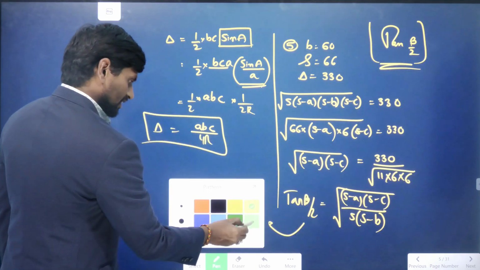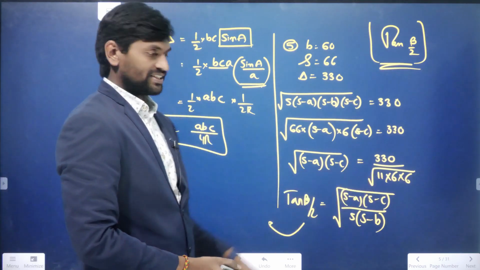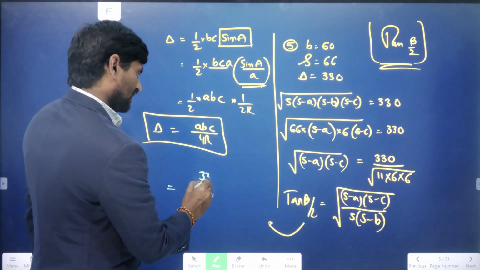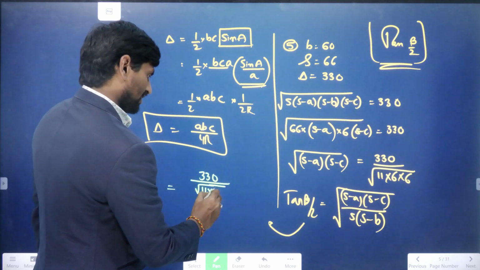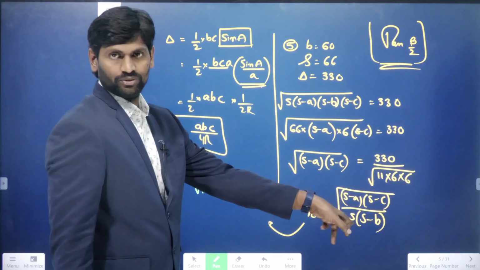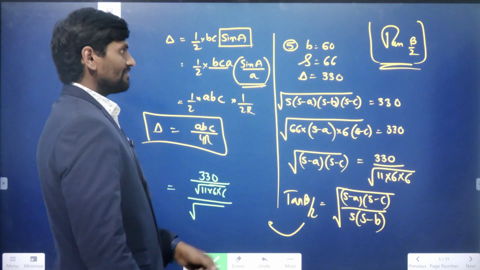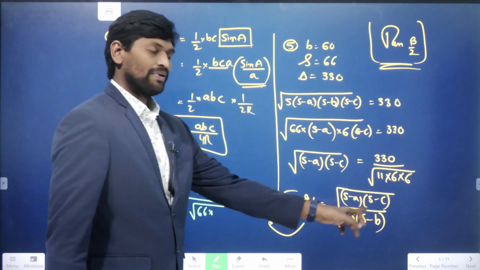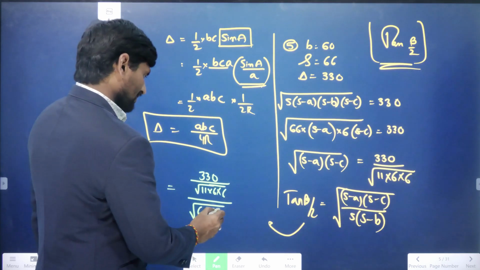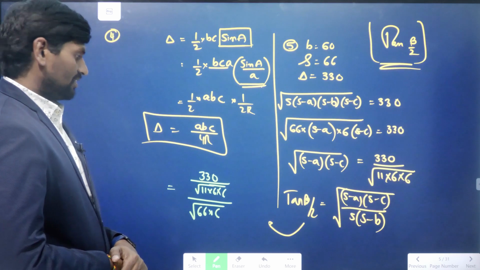From this, I am writing that tan B by 2 is equal to root over (S minus A)... value. I got 330 by root of 11 into 6 into 6. That means the numerator value. By the denominator value, root over S value, how much? 66 into S minus B. S minus B value is 6. Okay? S minus B value is 6.